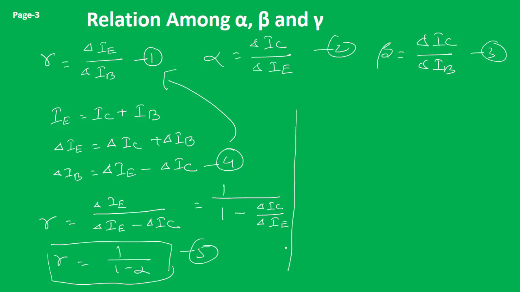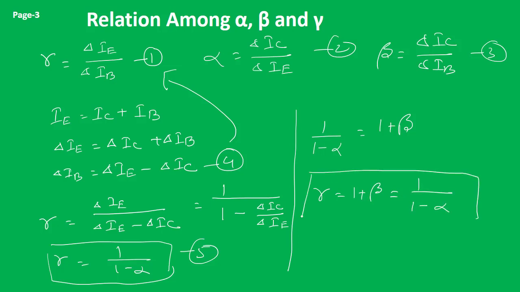And earlier we have proved that 1 by 1 minus alpha is equal to 1 plus beta. This one you can prove once again from this equation as well, but I am not showing it here because in our previous video we have already proved this relation. So we can say that gamma is equal to 1 plus beta, that is equal to 1 by 1 minus alpha. So this is the relation between alpha, beta and gamma.